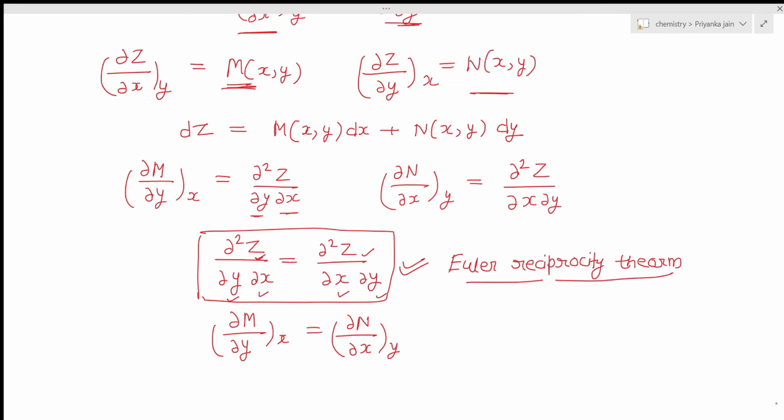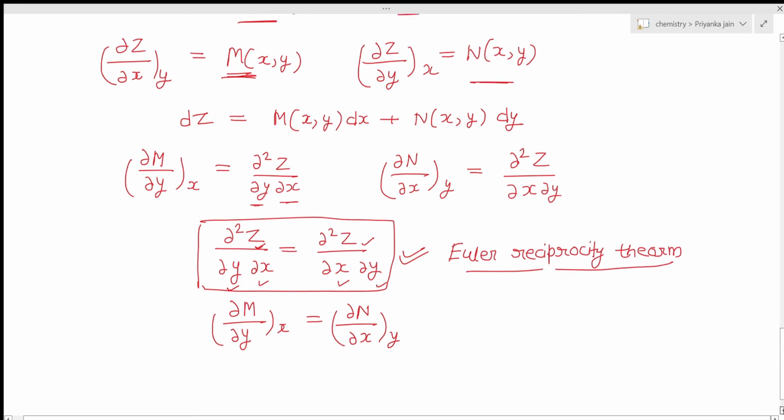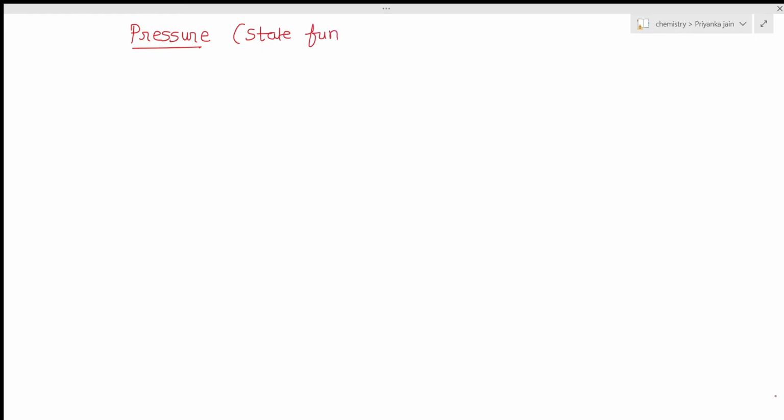We can understand it with the help of an example. See here, one of the examples. Suppose we are looking at the pressure term. Pressure is a state function, and we can prove it with the help of Euler's reciprocity theorem. We know the ideal gas equation: PV is equal to RT for 1 mole. So we can write P is equal to RT upon V. Now we can do its differentiation.